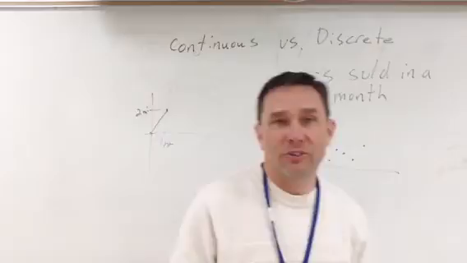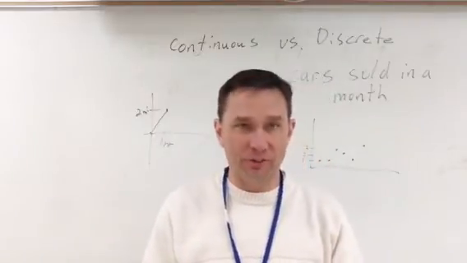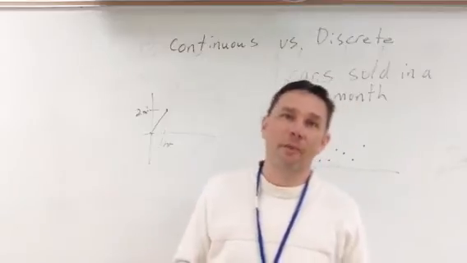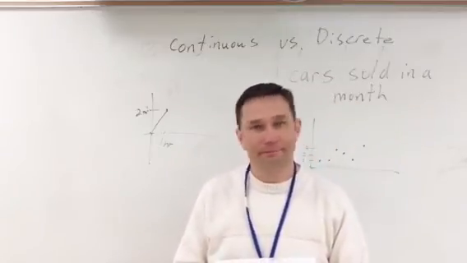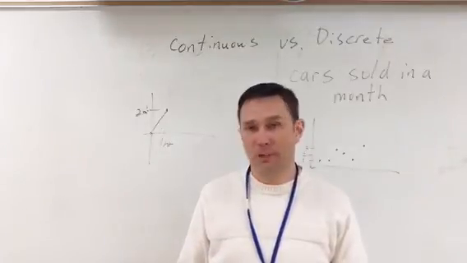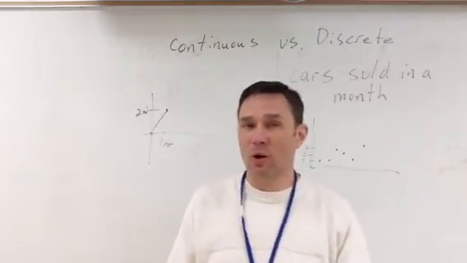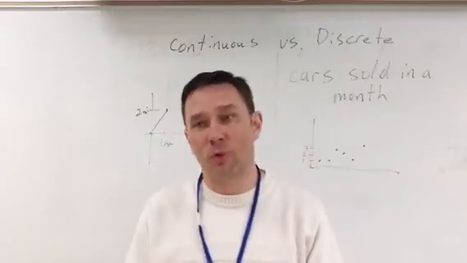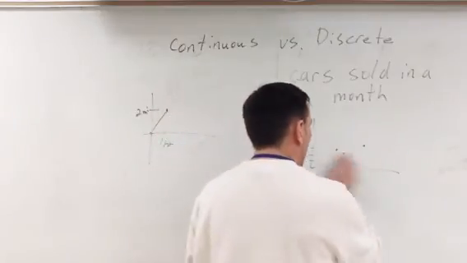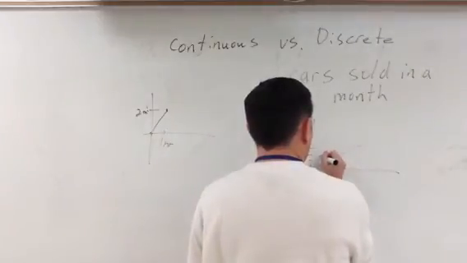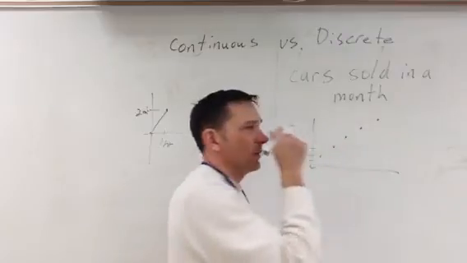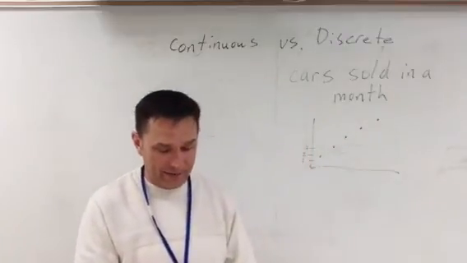Think about buying books. I went to the store and bought 4 books and paid a certain amount of money. Can I buy half of a book at a store? No. Can I buy 3/4 of a book at a store? No. I can either buy 1 book, 2 books, 3 books, 4 books in certain increments. So the amount of books, again, might look like this. Just different points. I cannot connect the dots.